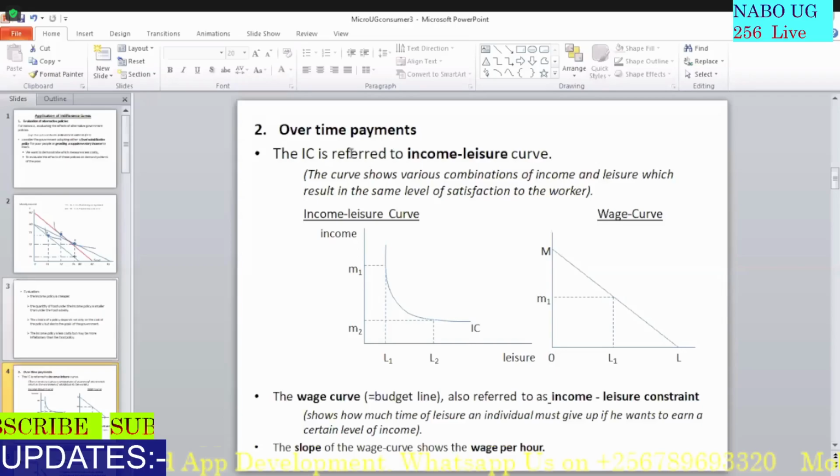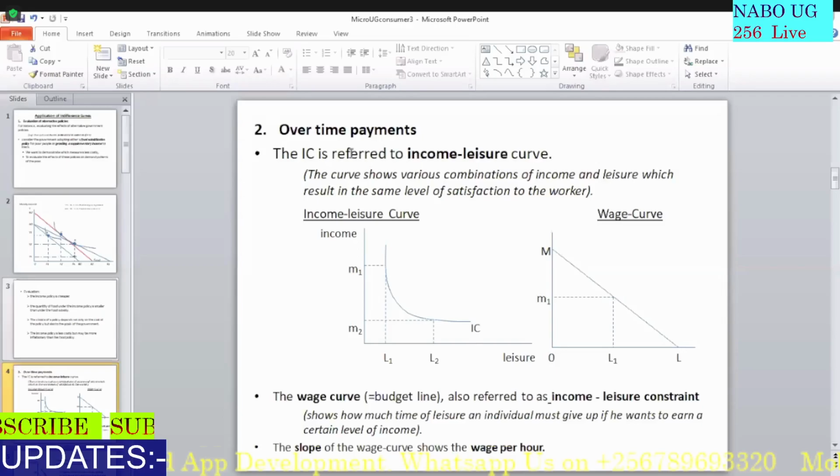Like we said, everyone needs to earn a certain income to survive. So there is a minimum income and a maximum leisure time. So basically, L2 is the maximum leisure time and M2 is the minimum income. So that is the income leisure curve, which is our indifference curve.